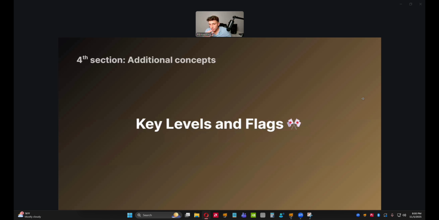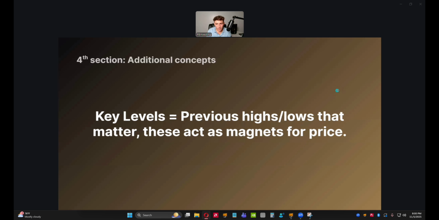So guys, let me tell you something that most traders don't like to talk about, but I'm going to talk about: nothing in the stock market is random. Nothing. The stock market moves level to level. Key levels are previous highs and lows that matter. These act as basically magnets for price.